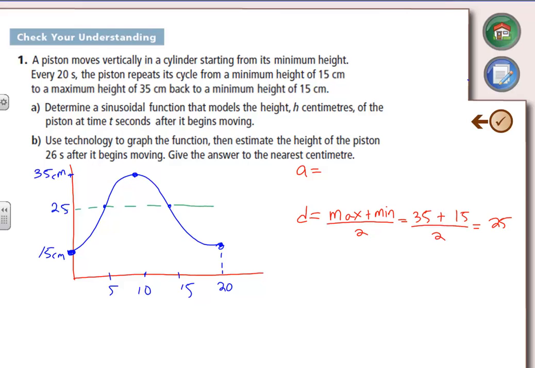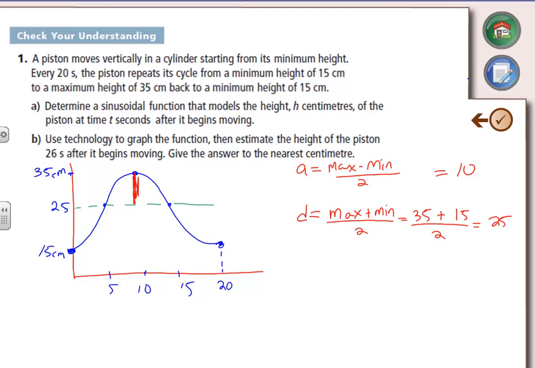Our amplitude is our A value. We could either do max minus the min divided by 2, or we could just say, what's the distance between the top and the midline? Oh, well, I know that that's going to be 10. I can see it there. So I've got those two values.